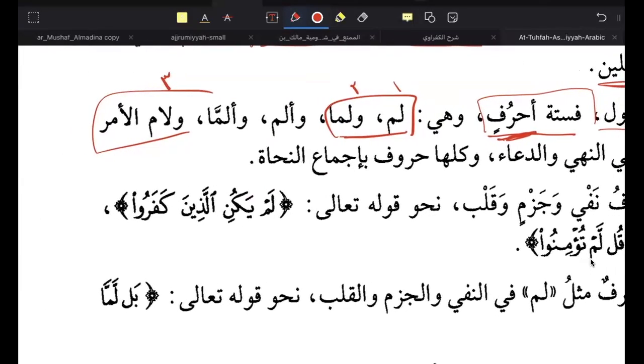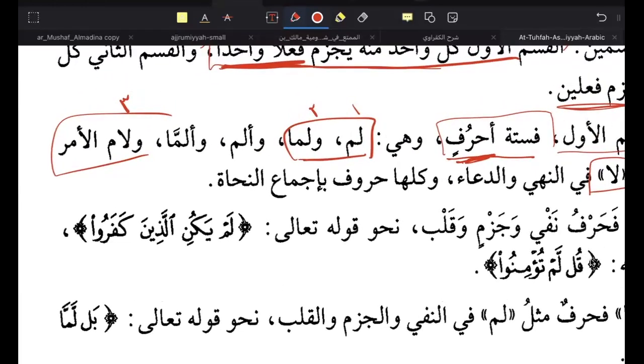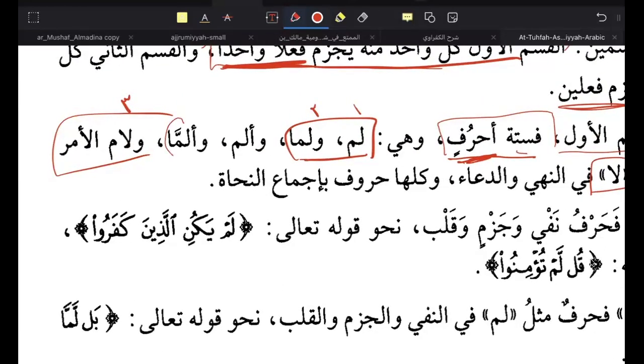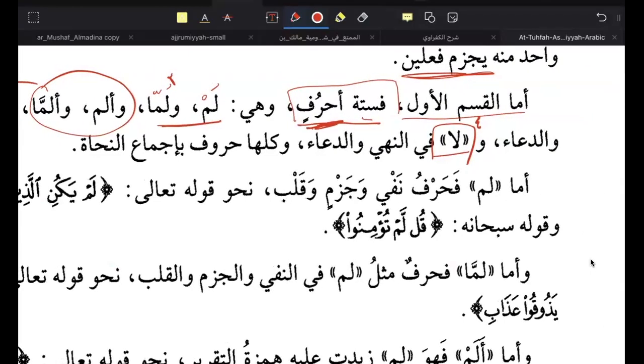But the problem happens when you go to the second part, the conditional statement. That's when some of them are harf and some of them are ism. Inshallah, we'll talk about them when you go there. He said 6 because of the Musannif, he added these 2 extra. So main thing is what? Lam, Lamma, Lamul Amr, and you have La an-Nahiya.